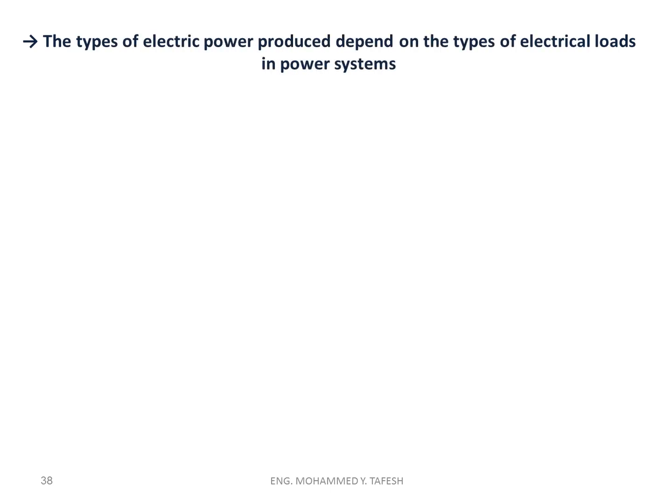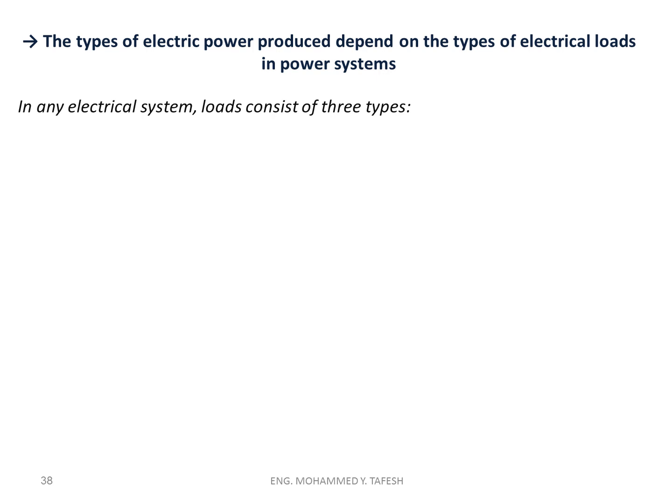So after we have seen the three types of power in AC circuits, we have to know which one of the three powers we will use in the circuits and in the networks. The types of electric power produced depend on the types of electrical loads in power systems. The main thing which produces the three types of power is electrical loads.